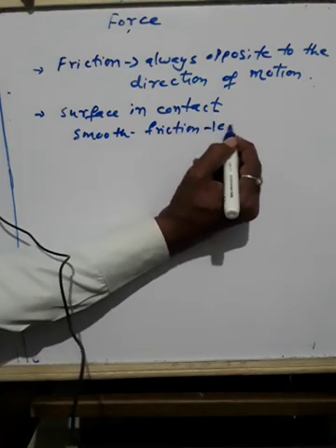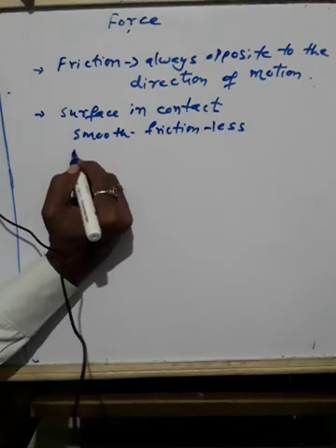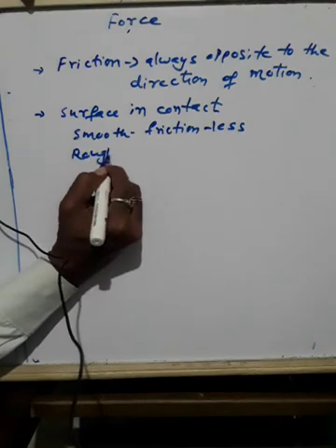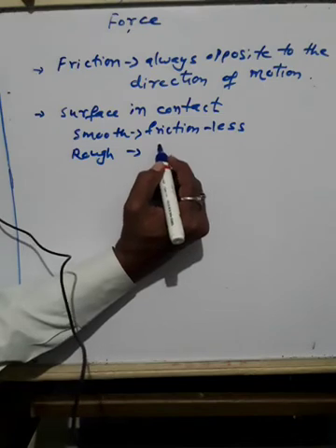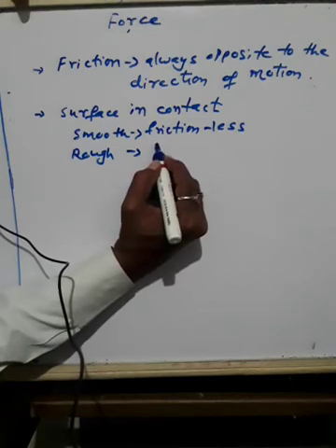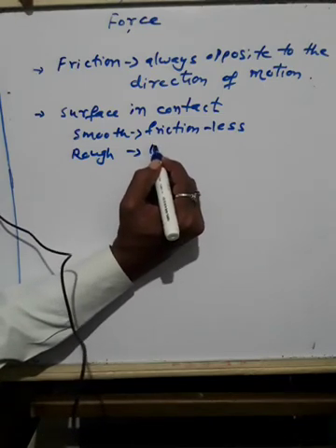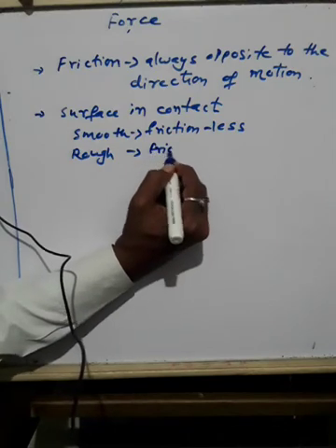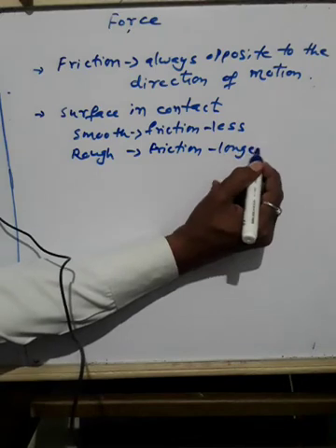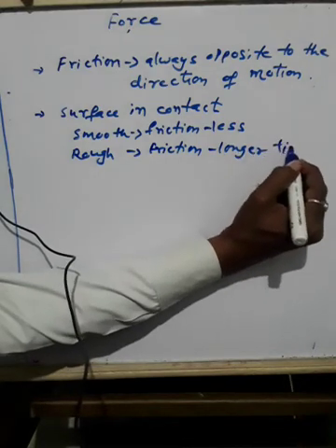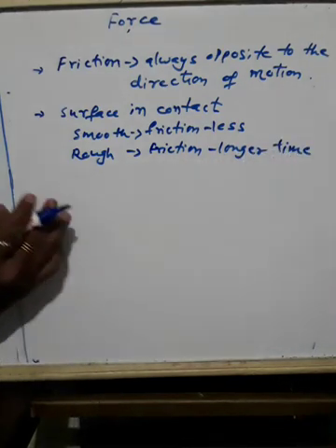Friction is less if the surface is smooth. If the surface is rough, friction will last for a longer time. Okay, so this is the characteristics of friction.